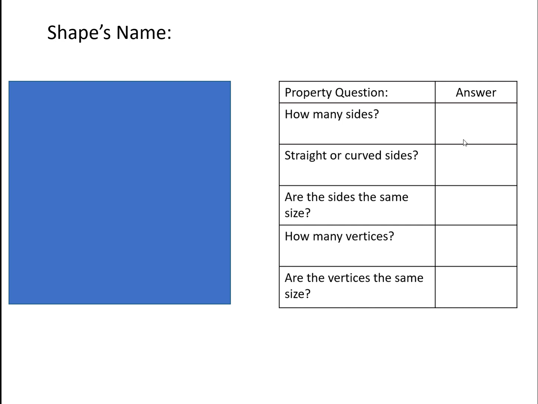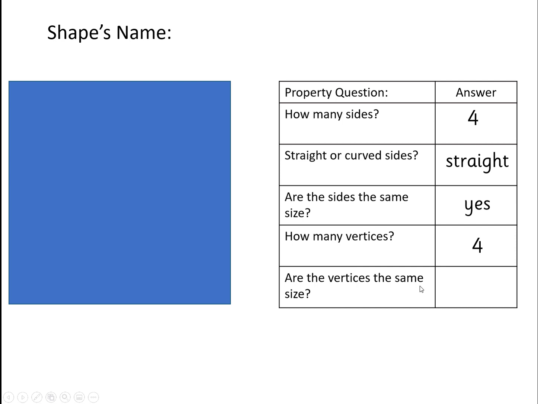Okay, so how many sides has this got? Well, it's got 1, 2, 3, 4. Are they straight or curved? Well, if you were to use a ruler along them, you'd see that they were straight. Are the same sides the same length? Are they all the same size? Yes, they look like they are, so yes. How many vertices are there? Let's count them. 1, 2, 3, 4. The same number as there are numbers of sides.